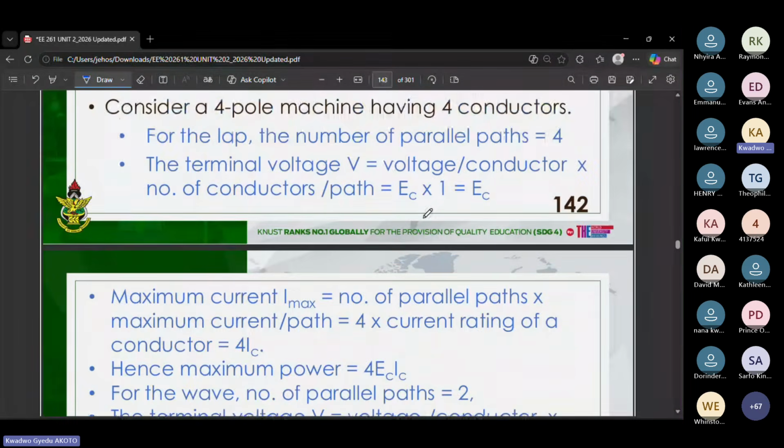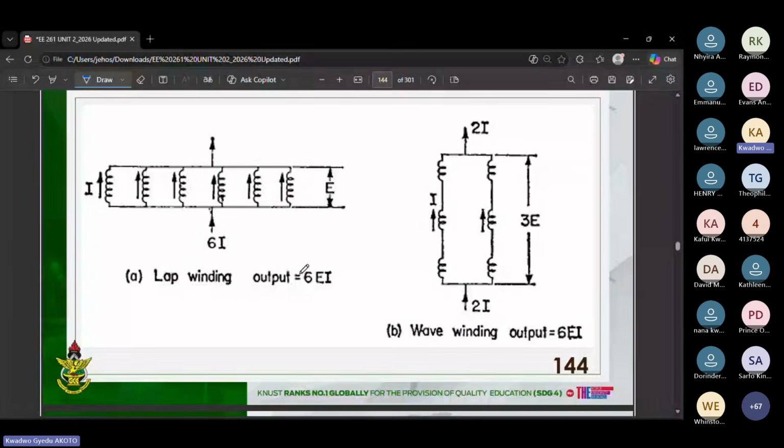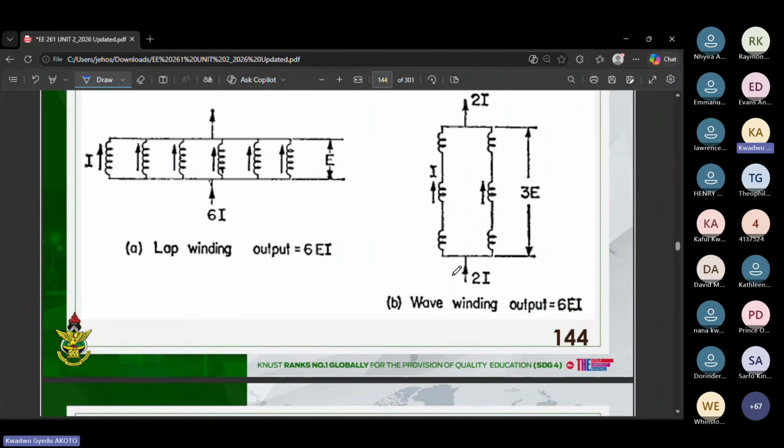Basically, all it's trying to tell us is that for a simple lap winding, we get more current, less voltage. And then for a simple wave winding, we get more voltage, less current. But then the same power. So for the same power, we get more current, less voltage for simple lap.